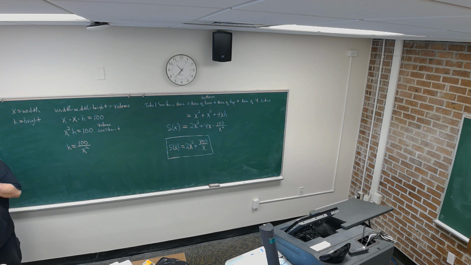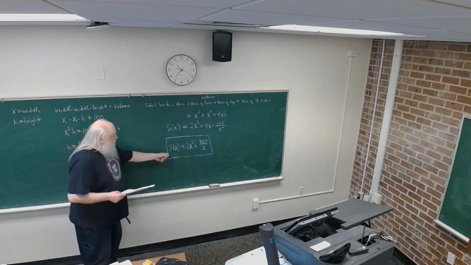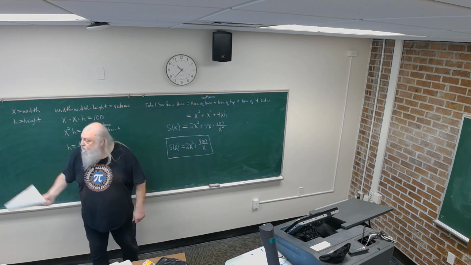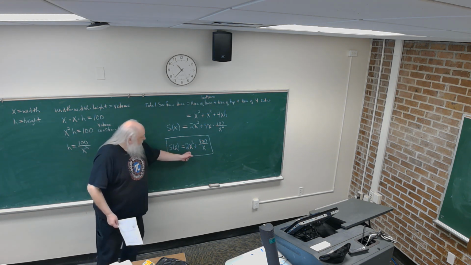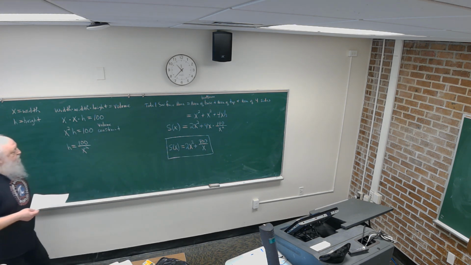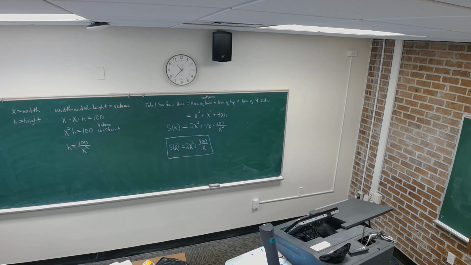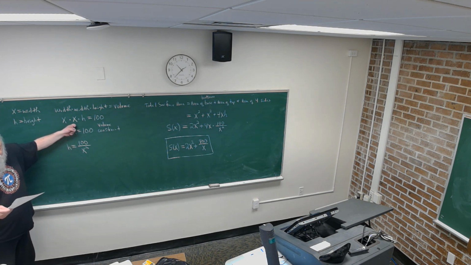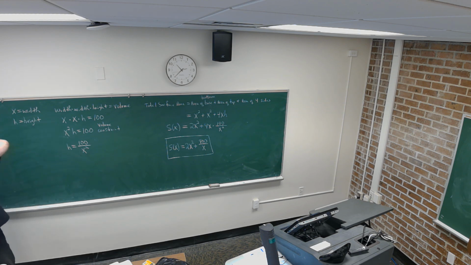Any questions on that? So whatever the width of the top and the bottom of the box is, the total surface area for all 6 sides of the box is equal to the right-hand side here, once you plug in for x. And that's the total surface area with this volume constraint of 100 cubic inches. Okay.